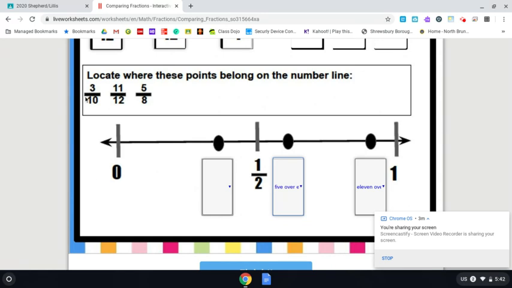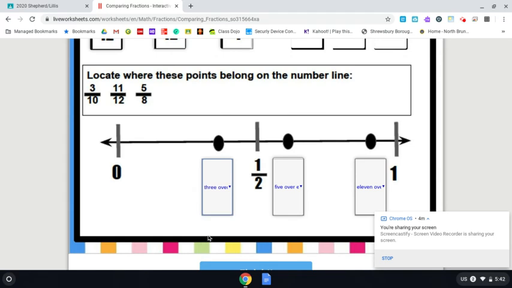And then 3/10. Think if you had a pizza and there are 10 slices and 3 of them were shaded in the picture, that's not very much. So that's going to be less than a half. Half would be 5/10. So this is smaller than a half. So this would be the 3/10.